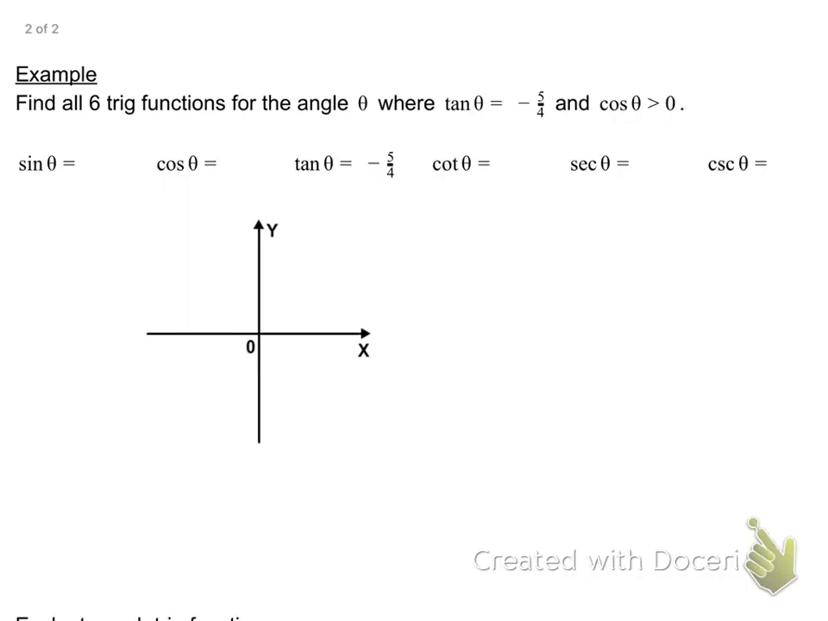Let's now take a step further and make it a little bit trickier. Let's say I know one of the trig functions. So we know that tangent of theta is -5/4. Well, the TOA, tangent of theta, is opposite over adjacent. So I know that the sides are going to be either -5 over 4 or 5 over -4. That's how we could get -5/4, one way or the other.